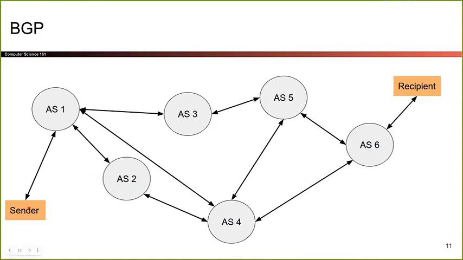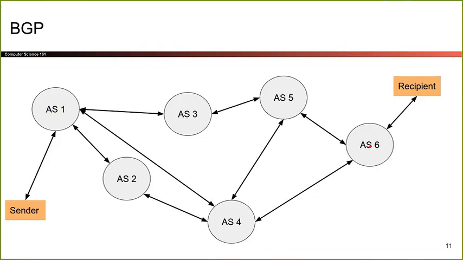So let's say there's a sender here. This sender is part of autonomous system 1, and it's trying to get this message all the way to the recipient, but the recipient is all the way over here at autonomous system 6. So they're not in the same local area network, so I can't just directly finish the packet and send it to the local recipient. They're on different networks, so I have to hop this packet across the internet.